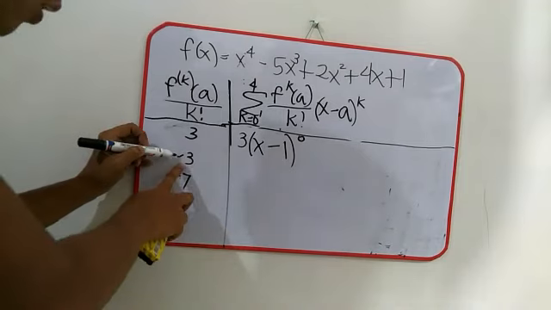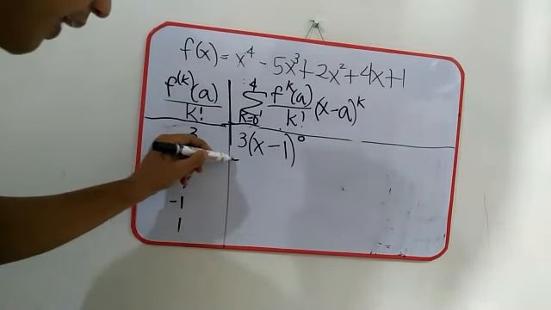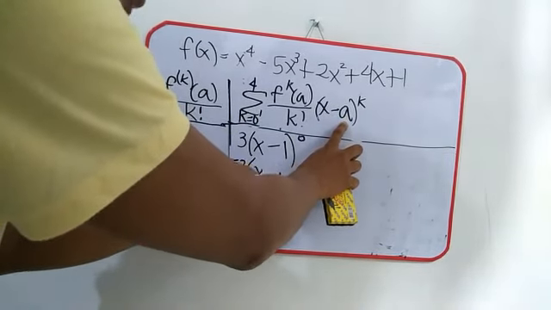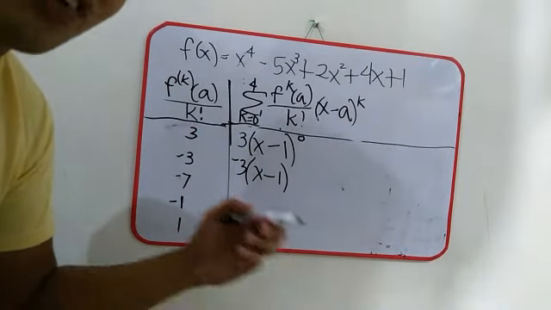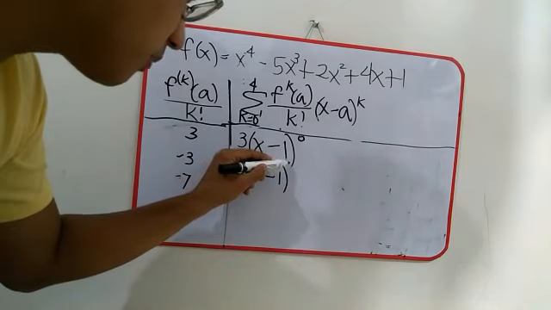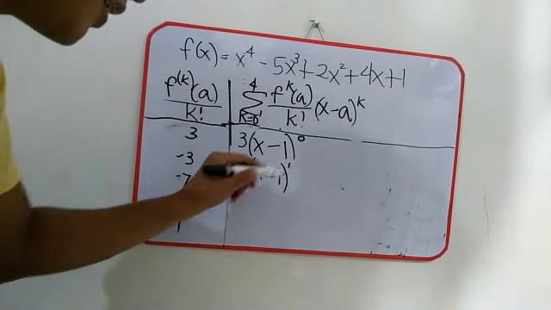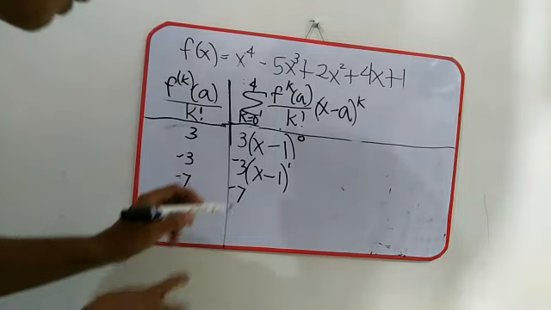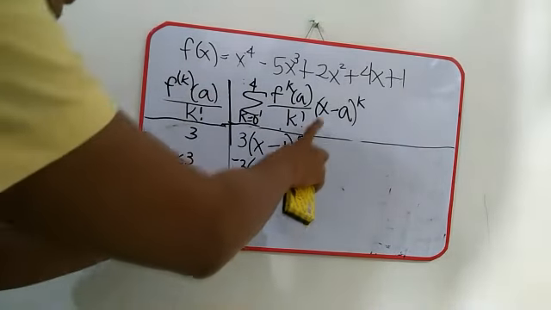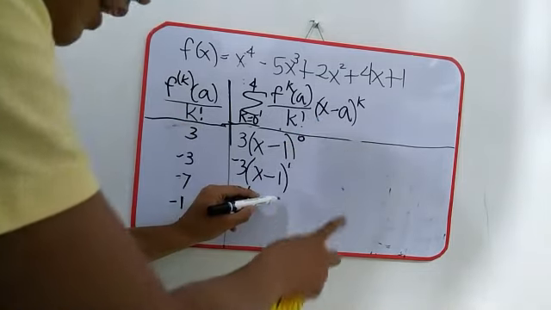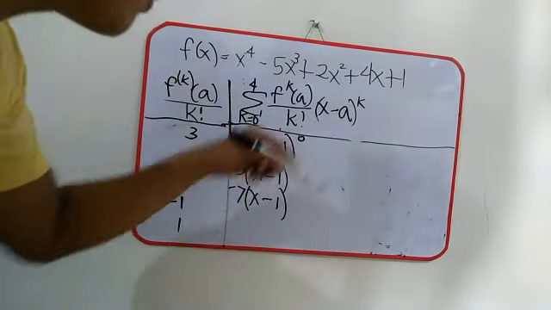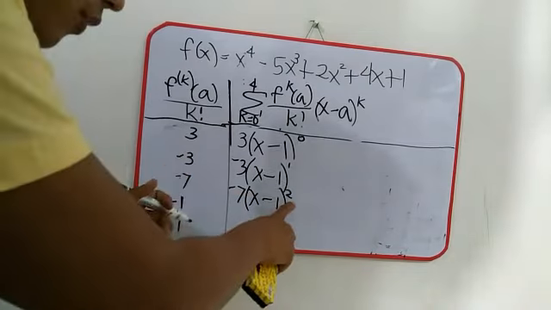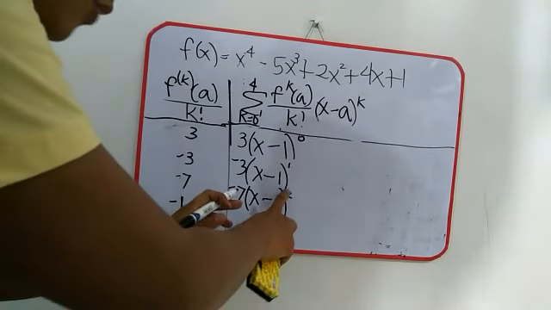For the second column, we just copied the answer, negative 3, times the quantity of x minus a, where a is equal to 1, raised to the k power. Since the second value of k is positive 1, the exponent will be positive 1. Then we copy the answer, negative 7, since this is in the formula, times the quantity of x minus 1, since a is equal to 1, raised to the k power, that is equal to 2, since the third value of k is now equal to 2. So we have negative 7 times the quantity of x minus 1 squared.